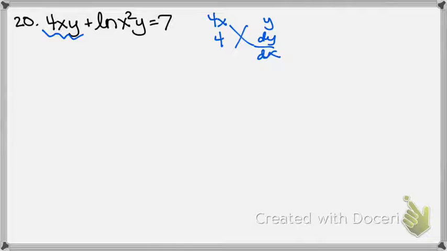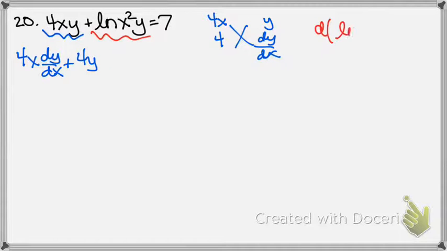So just that one in blue, we're going to have a 4x dy dx plus a 4y. Okay, that's the derivative of the first term. Now, the derivative of the natural log. Well, real quick, remember, the derivative of the natural log of u is 1 over u times the derivative of u, du. Okay, so here we go.